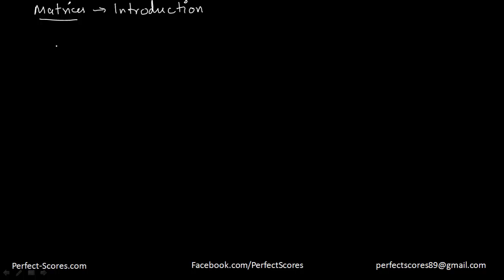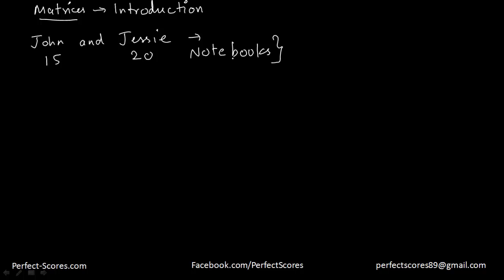Starting from a very simple statement, let's say John and Jesse together have notebooks: John has 15 notebooks and Jesse has 20 notebooks. Now, you can represent this in terms of a matrix. If I put that in a tabular format, this is John here and this is Jesse here, and these are the number of notebooks that they have. John has 15 notebooks and Jesse has 20 notebooks.